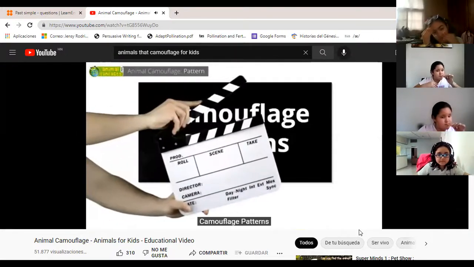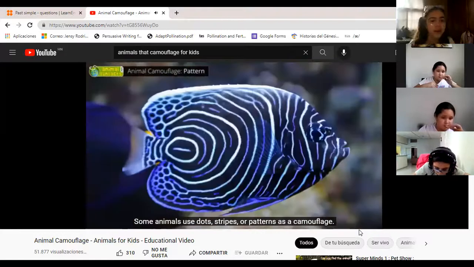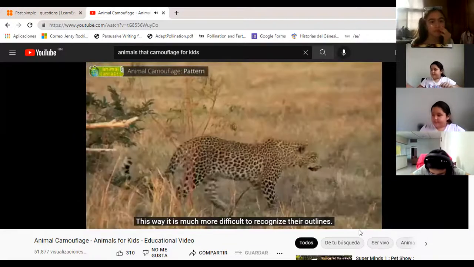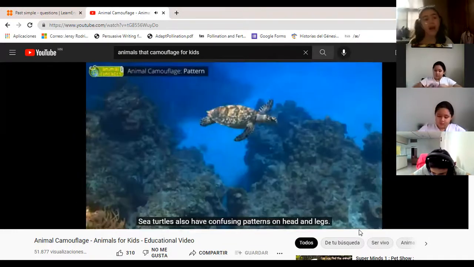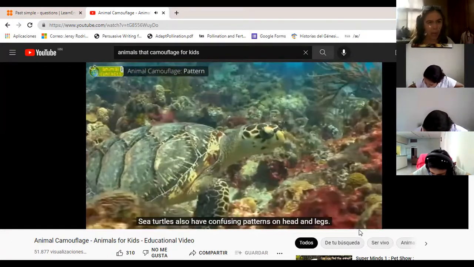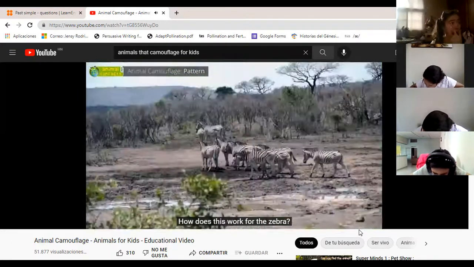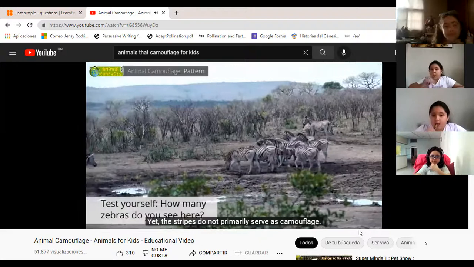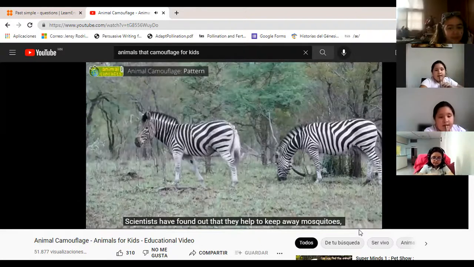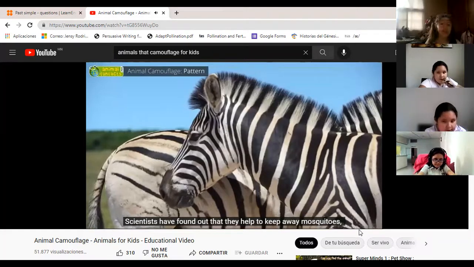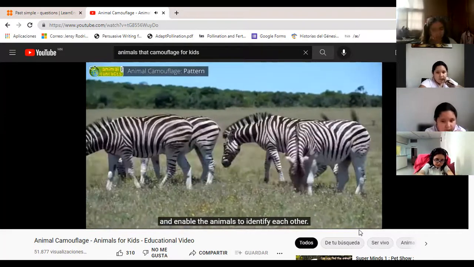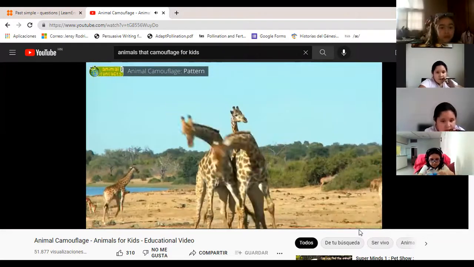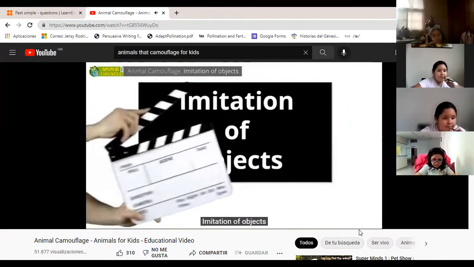Camouflage patterns. Some animals use dots, stripes, or patterns as a camouflage. This way, it's much more difficult to recognize their outlines. For example, the leopard and the owl. Sea turtles also have confusing patterns on their head and legs. How does this work for the zebra? In a herd of zebras, individual animals are difficult to recognize. Yet, the stripes do not primarily serve as camouflage. Scientists have found out that they help to keep away mosquitoes, make it easier to handle the tropical heat, and enable the animals to identify each other. You are imitating my spots. I don't. You do.